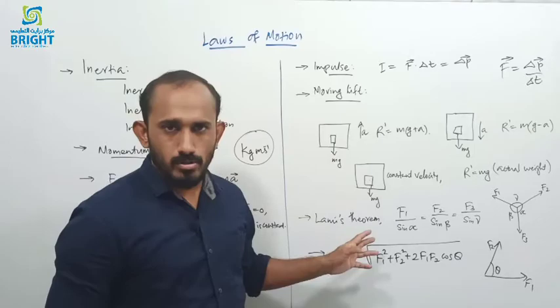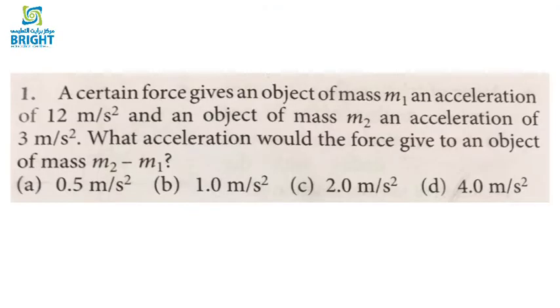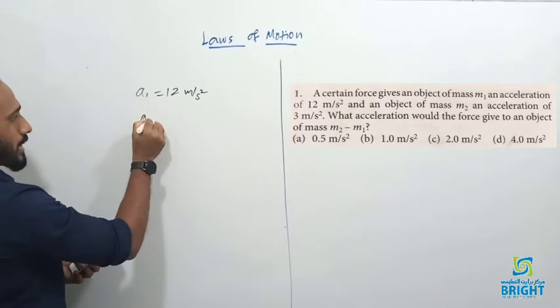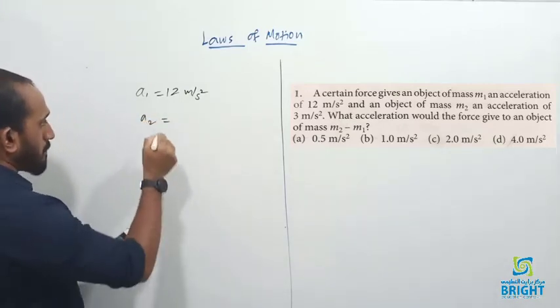We get two numerical questions regarding this. A question is like this: a certain force gives an object of mass m1 an acceleration of 12 meters per second square and an object of mass m2 an acceleration of 3 meters per second square. What acceleration would the force give to an object of mass m2 minus m1? This is regarding the second law of motion, F is equal to ma. We can see how to solve it. So here, given acceleration a1 is equal to 12 meters per second square and acceleration a2 is equal to 3 meters per second square.